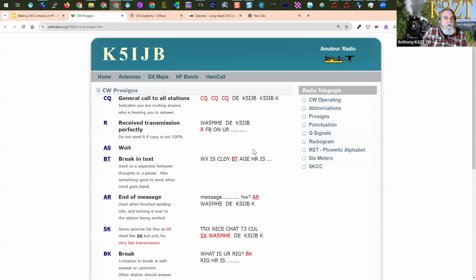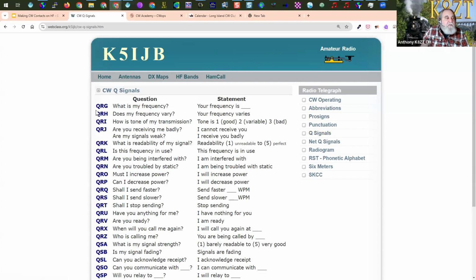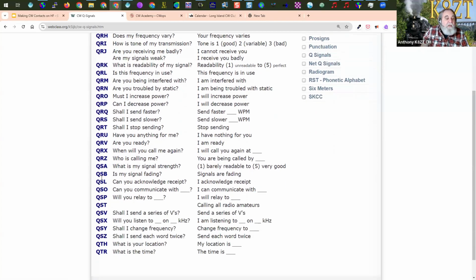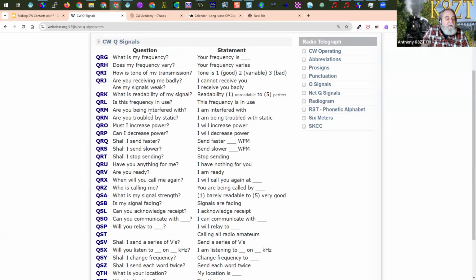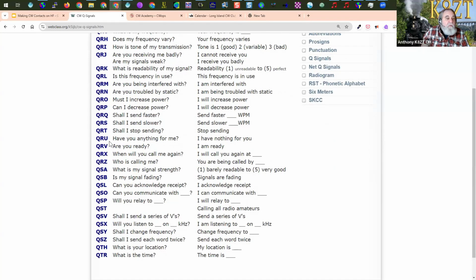Now you can use a Q code on phone. You can say QTH for your location. You can do all these, but they're really designed for CW and for the shortness of saying it. The Q codes will all be three-letter abbreviations that start with the letter Q and don't have a U. There are actually hundreds of Q codes. Amateurs only use about 10, and this list has probably about 40 in it.